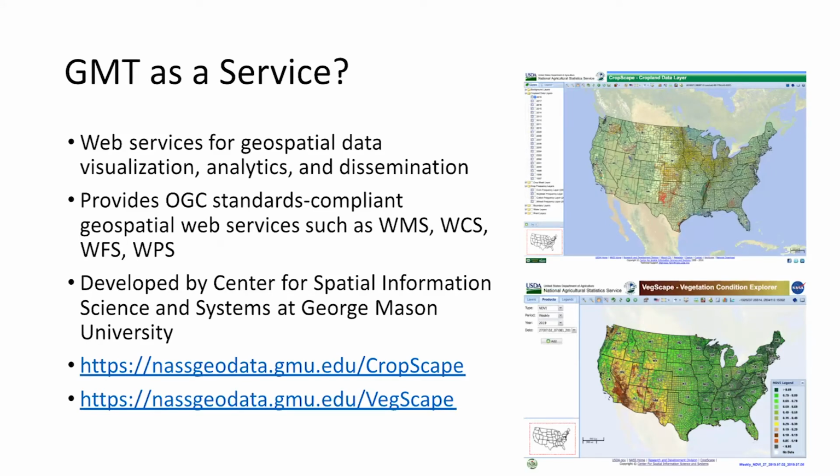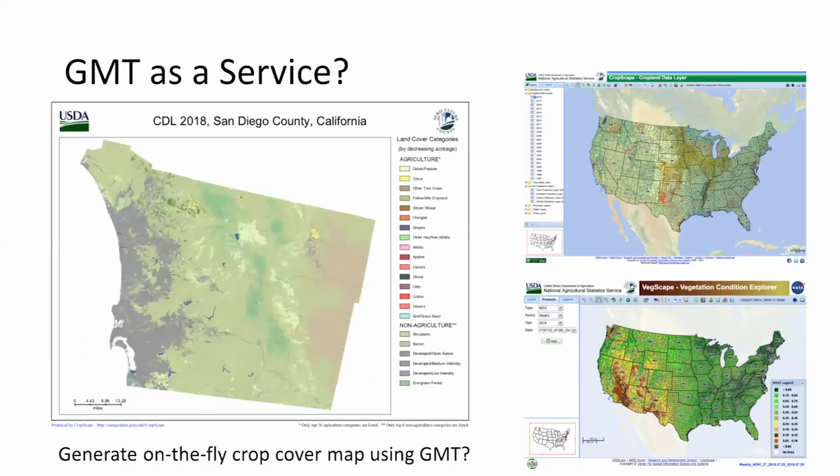Speaking of the GMT, I found the GMT is a very, very powerful tool for mapping. And actually, our center is running an operational system for hosting the data of USDA and USGS. And here are some screenshots of our application. Our application provides the capability of on-the-fly PDF generation for users to generate a map like this.